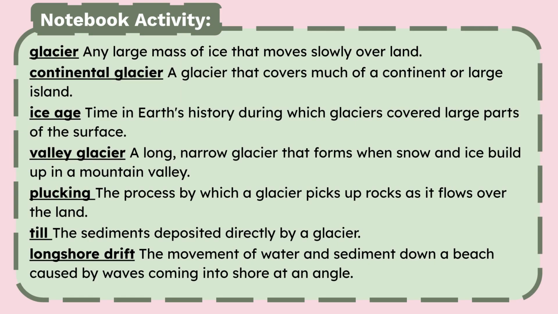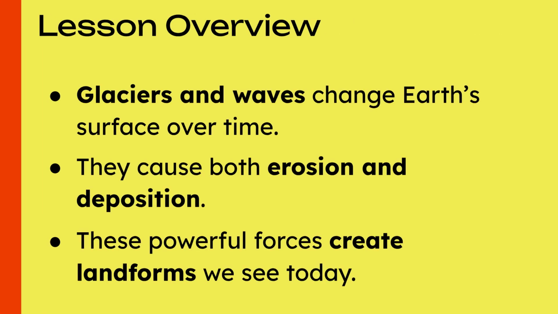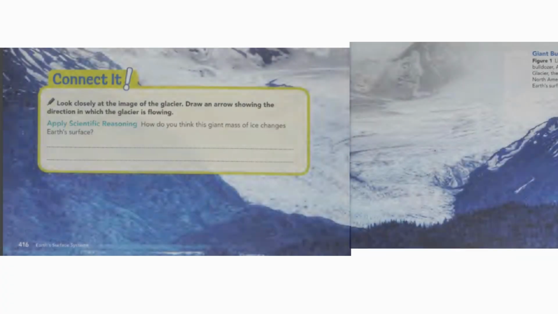Here is a list of important vocabulary to review and record in your notebook for this lesson. Pay special attention to the definitions of glacier, till, plucking, and longshore drift. This lesson will cover how glaciers and waves change Earth's surface over time through erosion and deposition, creating the landforms we see today. Please look closely at the image of the glacier on page 416. Consider the connect-it. Pause the video and read the questions.